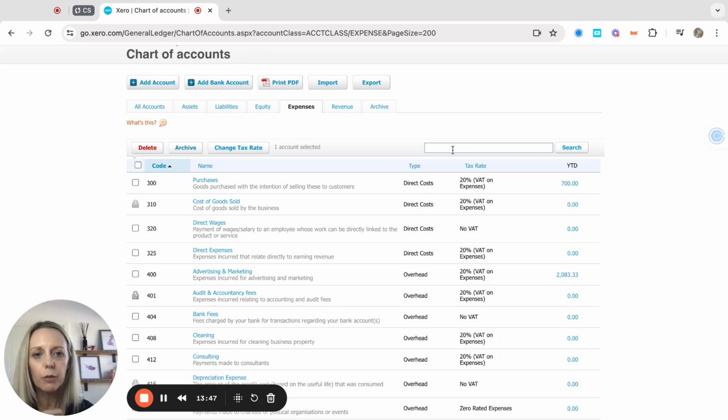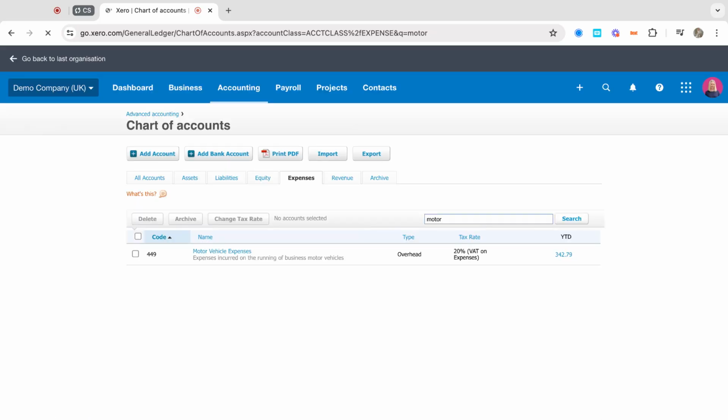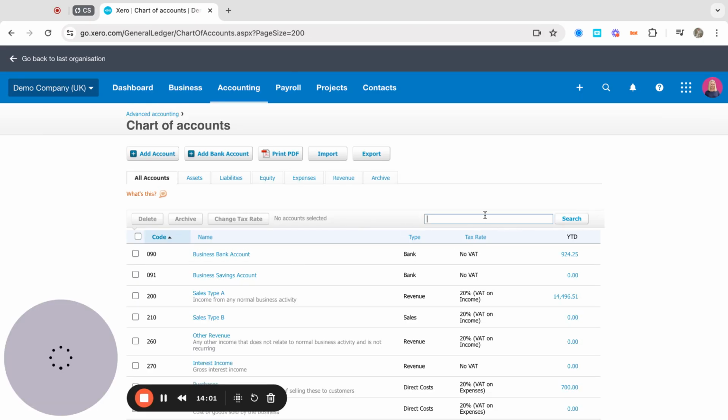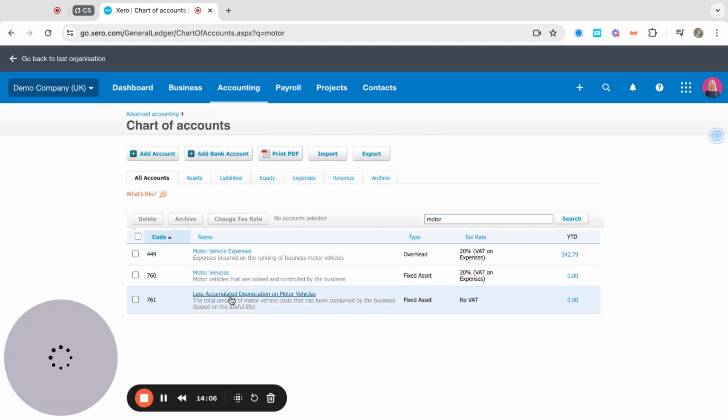But what you can do is you could always type in to find it. So if I wanted motor, I can bring it up, motor vehicle expenses. And if I was in all accounts, it would do the same thing. It would bring up absolutely everything to do with motor vehicles.